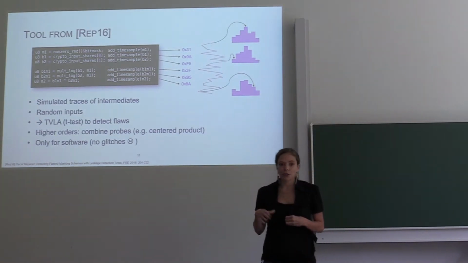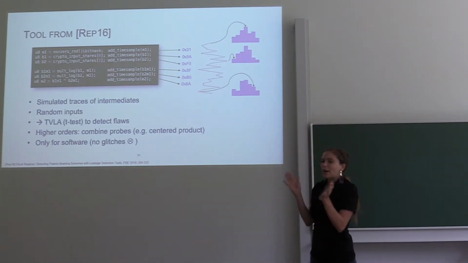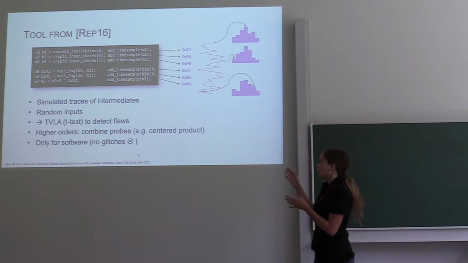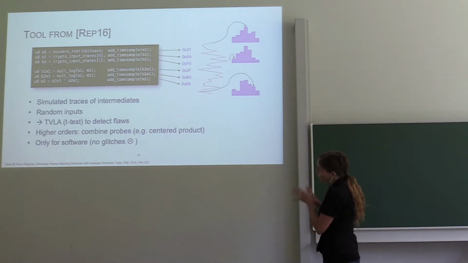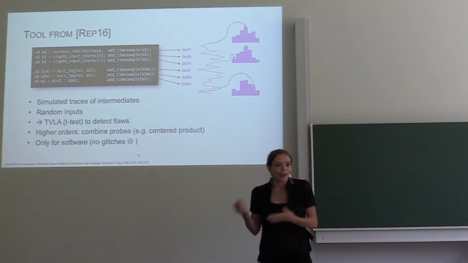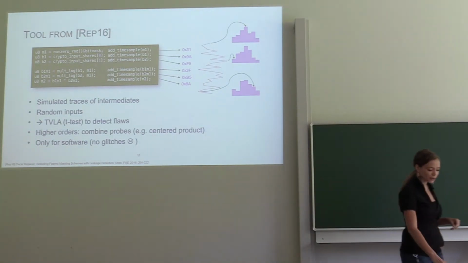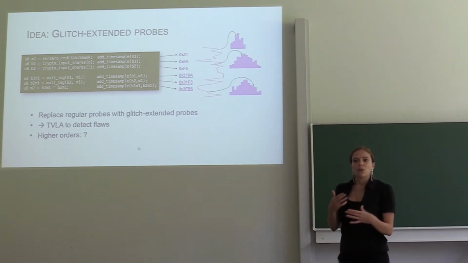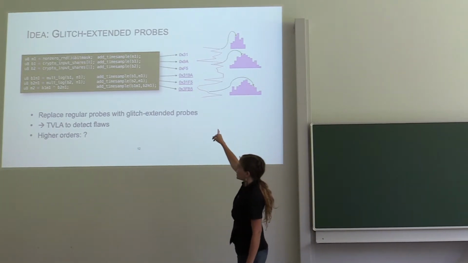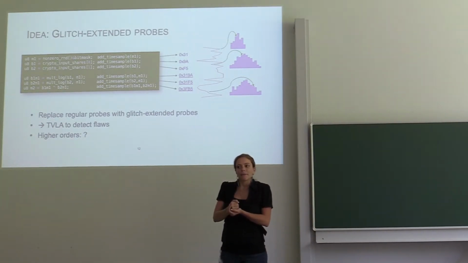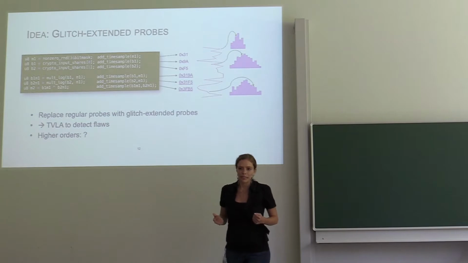The same if you want to check for higher order security, you can do it exactly as you would with real power traces. You can combine different time samples, for example, using a centered product, and then do the t-test on the longer traces. The only problem with this tool is that it was made for software, and we had to check security for hardware, so in the presence of glitches. So now we figured, let's use this tool and replace all these normal probes with glitch-extended probes. So this time our simulated traces, instead of having the exact intermediates as samples, had the inputs of the intermediates from the previous stable stage.